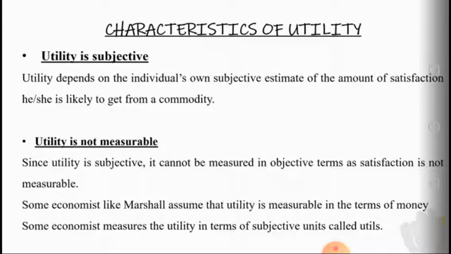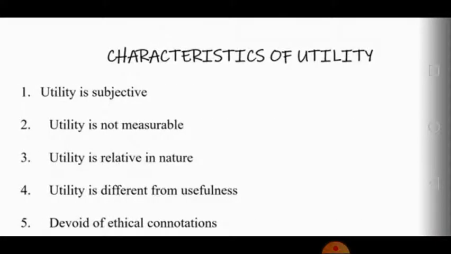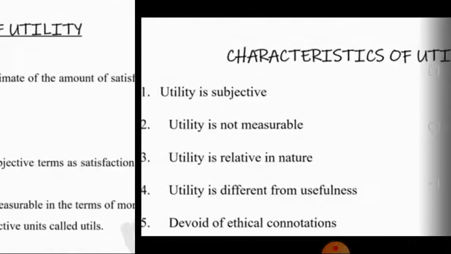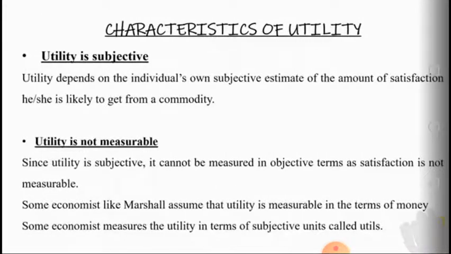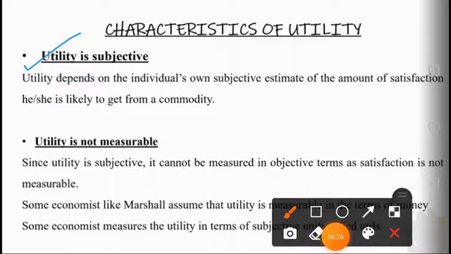We'll discuss the meaning of all these terms which we had discussed. So the first term: utility is subjective. What does it mean? Utility depends on the individual's own subjective estimate of the amount of satisfaction he or she is likely to get from a commodity. So for person to person it can be different.